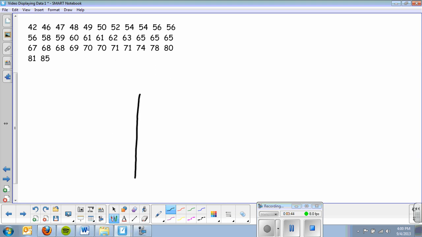That'll kind of separate my stems and leaves. I'm going to label or title the graph AP pulse rates measured in beats per minute. All right, that's key, to have a title on your graph.